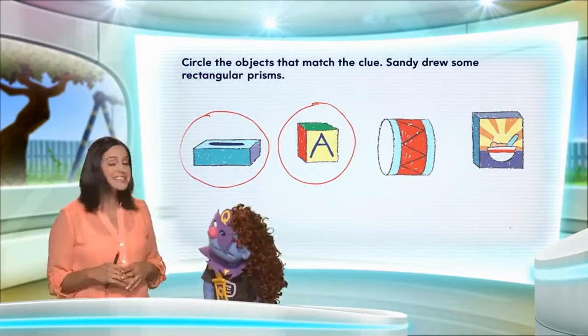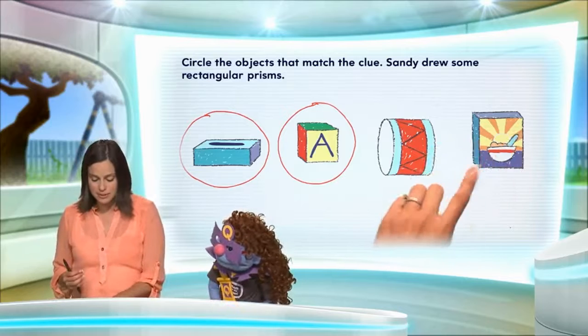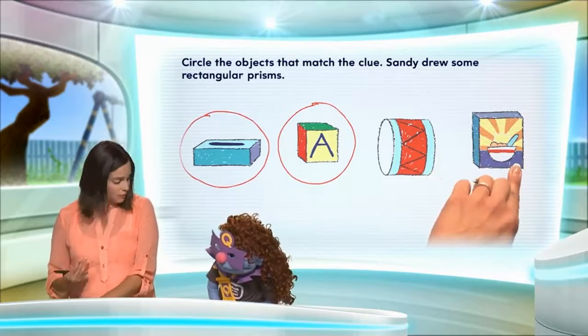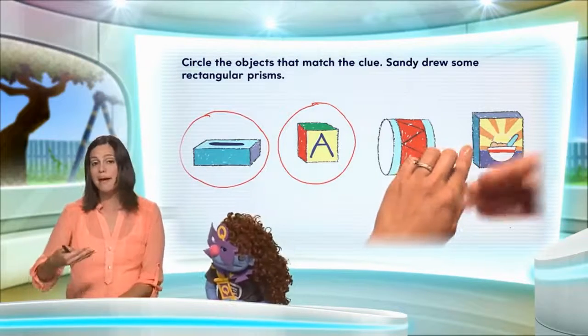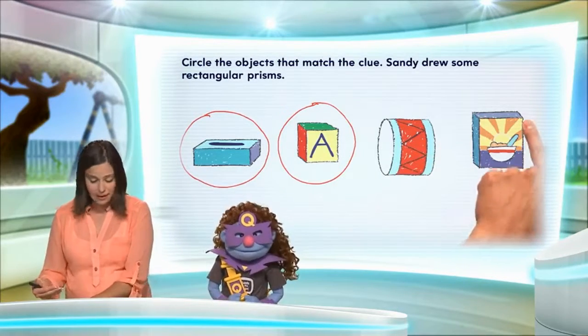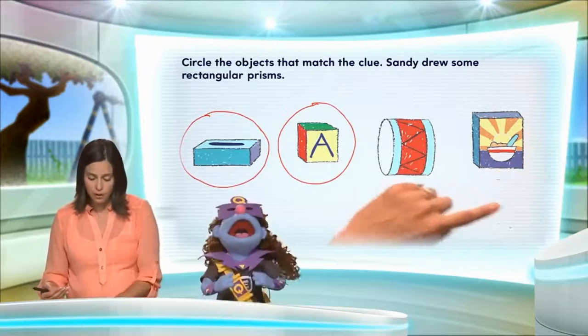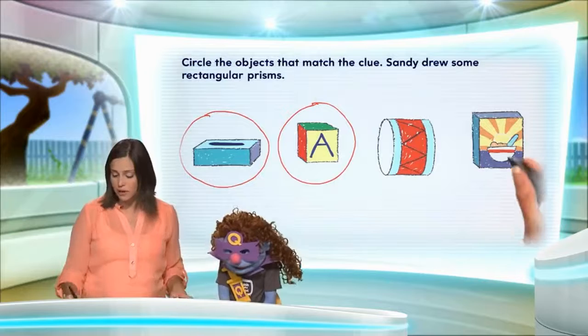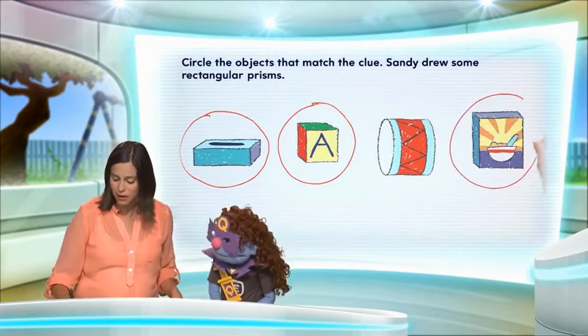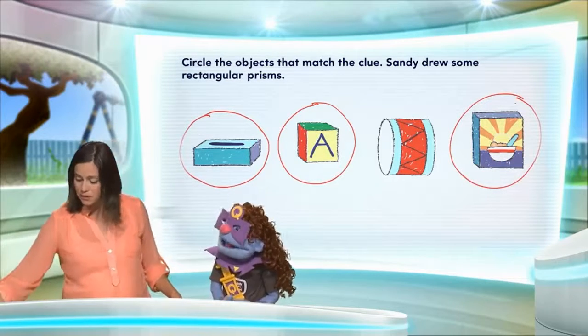Next, let's move on to the cereal box. We have 1, the front one, 1 flat surface, 2, the back one is 3, another side is 4, the bottom is 5, and the top is 6. 6 flat surfaces, which means that our cereal box is a rectangular prism.